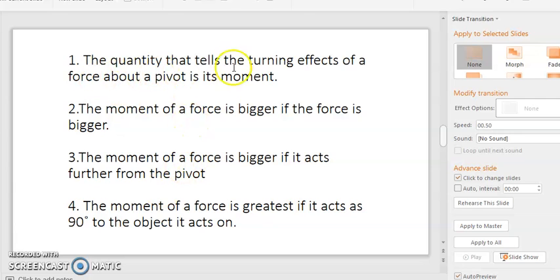The quantity that tells the turning effect of a force about a pivot is its moment. Number 2, the moment of a force is bigger if the force is bigger. Number 3, the moment of a force is bigger if it acts further from the pivot. And number 4, the moment of a force is greatest if it acts at 90 degrees to the object it acts on. So these are the moments of force and how they can get bigger, due to being further from the pivot.